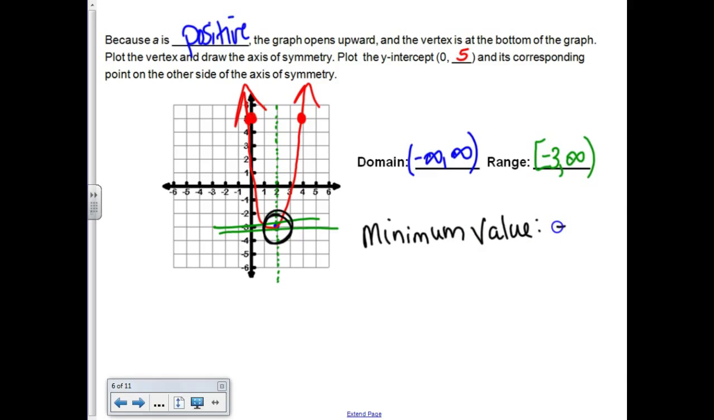Very nice. The value of the graph or the function is only the y value at that point. So watch out for that.